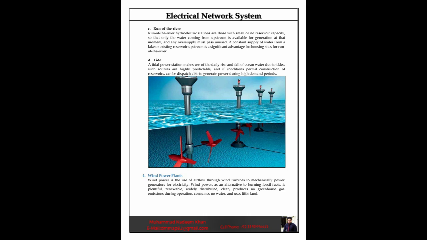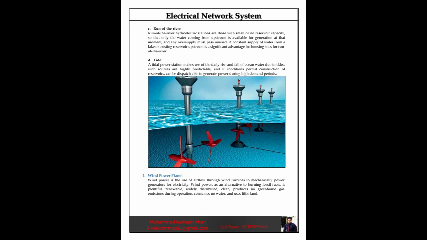D. Tide. A tidal power station makes use of the daily rise and fall of ocean water due to tides. Such sources are highly predictable, and if conditions permit, construction of reservoirs can be dispatchable to generate power during high demand periods. 4. Wind power plants.